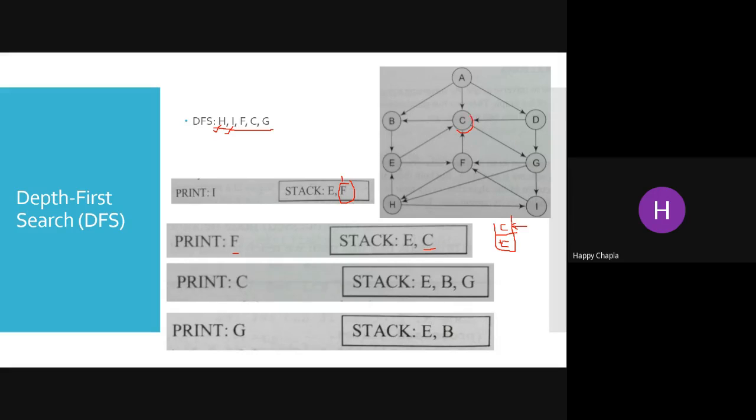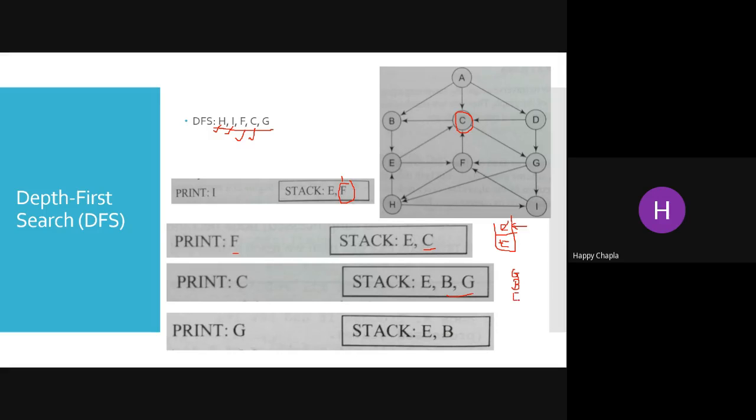What is the adjacency list of C? F is already taken. Now it's time to take C. The adjacent nodes of C are B as well as G. So I enter that B and G into the stack. E is already there. C I can pop out, and then and only then I can check the adjacency list of that C. So C is popped out. Now I have B and G only in my stack, and E is there as it is.